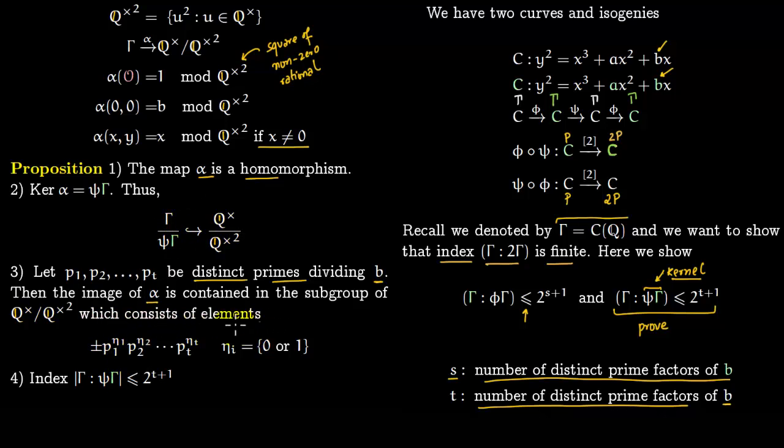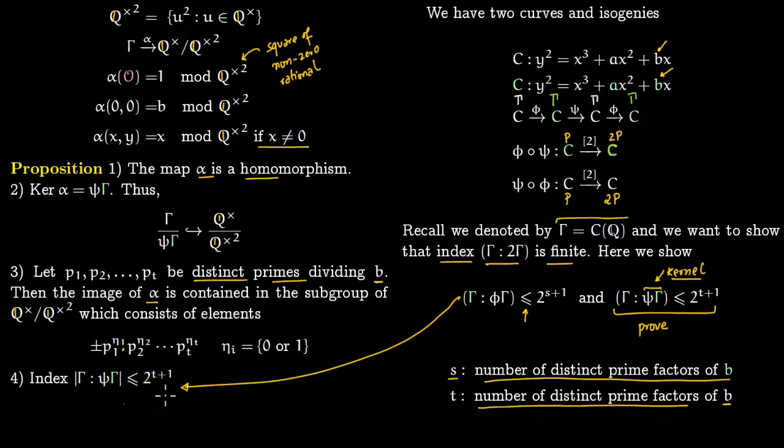So this group consists of elements like this: P1 to the eta 1 times P2 to the eta 2 times P3 to the eta 3, up to Pt to the eta t, where each of these eta is 0 or 1. It just takes the distinct prime factors of this B, and this group just consists of these elements. And then the final step would be to prove that this holds, so that the index of gamma over psi of green gamma is finite. So this is 2 to the t plus 1.